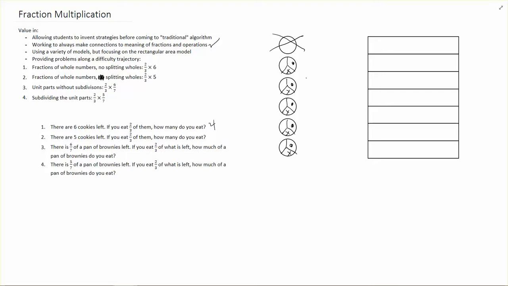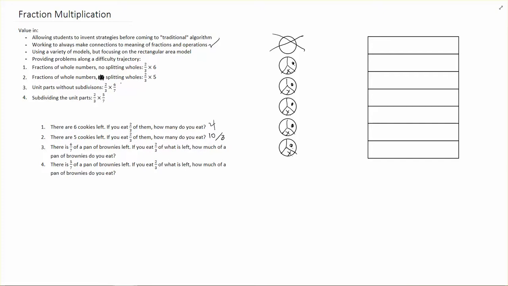And so I have eaten 1, 2, 3, 4, 5, 6, 7, 8, 9, 10 thirds of a cookie. And that leaves me with 5 thirds left. So that would be one way we could think about that problem. More challenging than when we didn't have to split the whole.